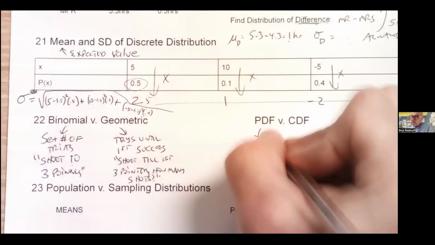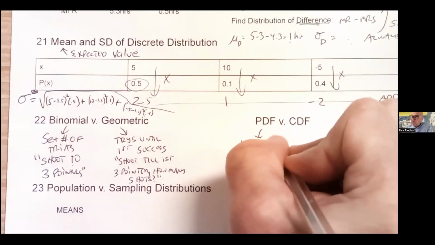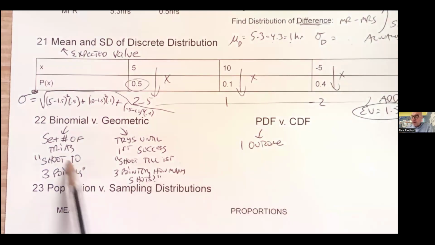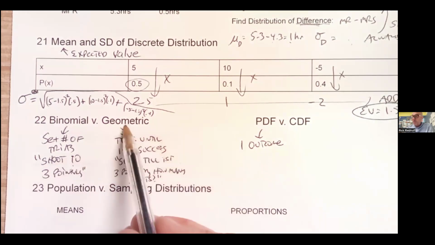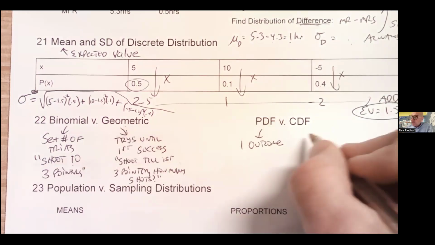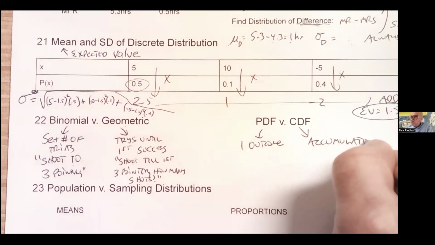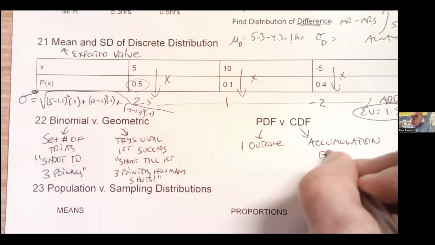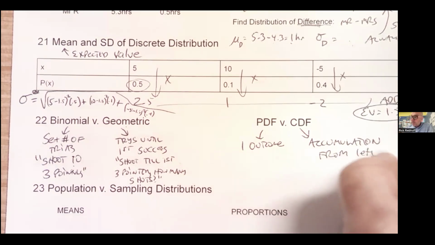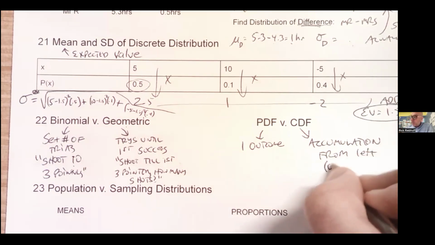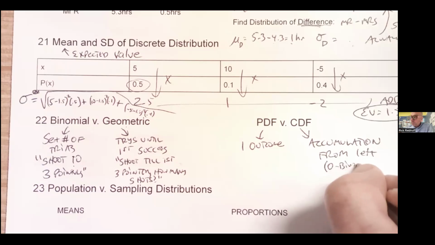PDF is exactly one outcome. What's the probability that Mr. Rebuff makes 7 out of 10 3-pointers? What's the probability that his first success is his third attempt? That's geometric PDF. CDF is an accumulation from the left. And the left can be 0 for binomial or 1 for geometric.